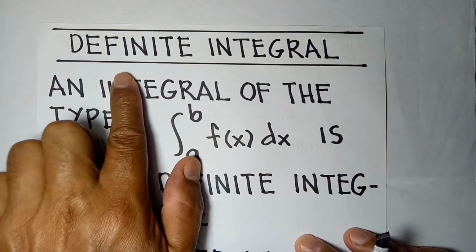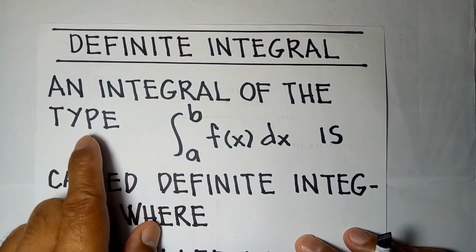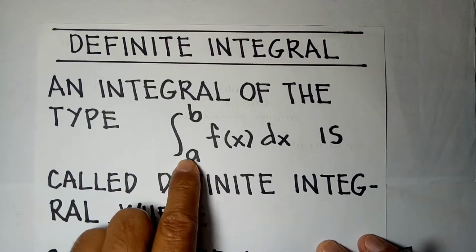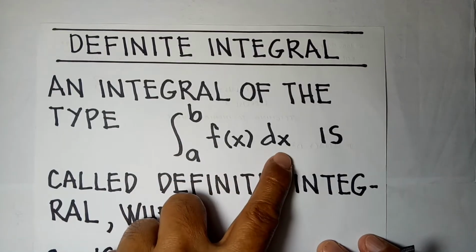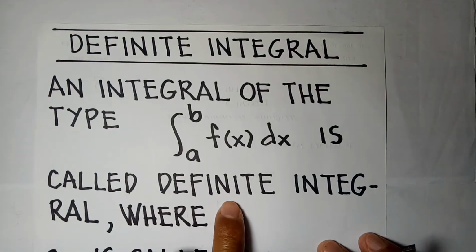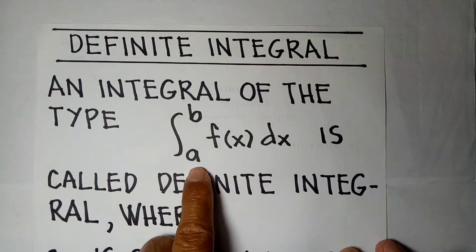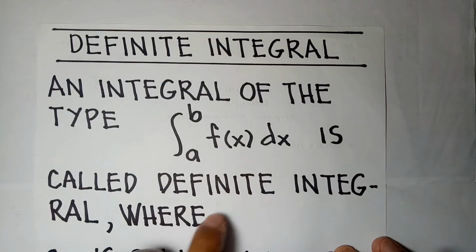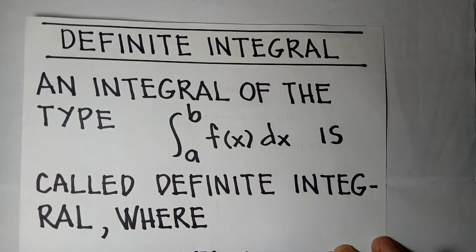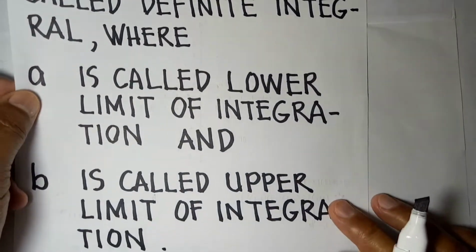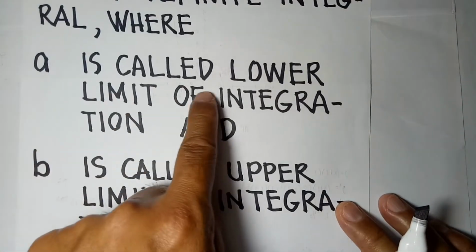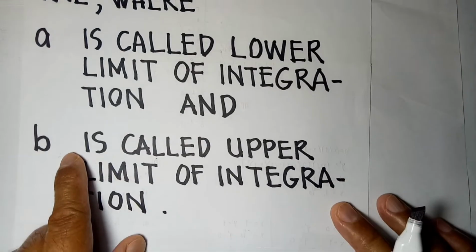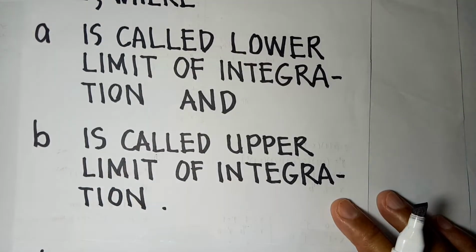Ang lesson natin ngayon ay tungkol sa definite integral. So, an integral of the type, the integral from a to b of f of x dx is called definite integral. So, ganito siya basahin, ano? The integral from a to b of f of x dx is called definite integral, where a is called lower limit of integration and b is called upper limit of integration.